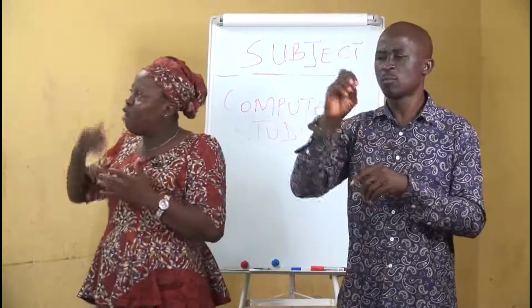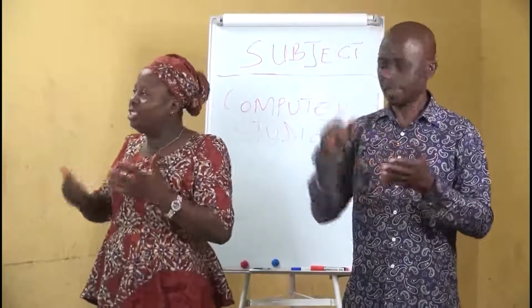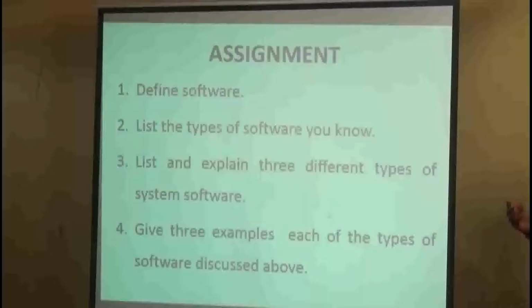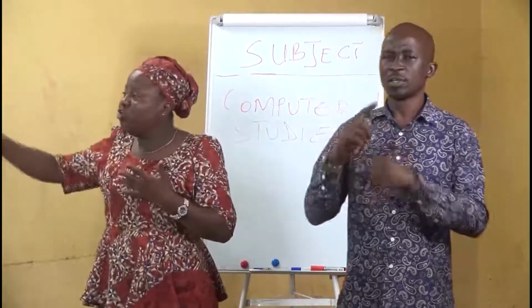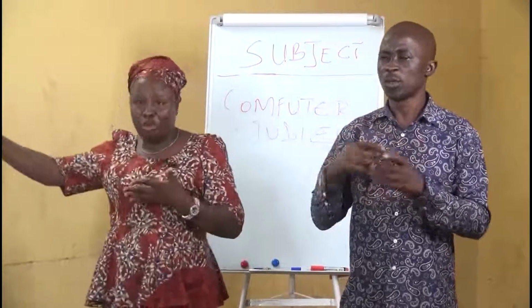I will still try to read the assignment for you again in case you come in late. 1, define software. 2, list the types of system software you know. 3, list and explain 3 different types of system software. Finally, give 3 examples each of the types of system software discussed above, meaning the type of system software you will discuss in question 3.